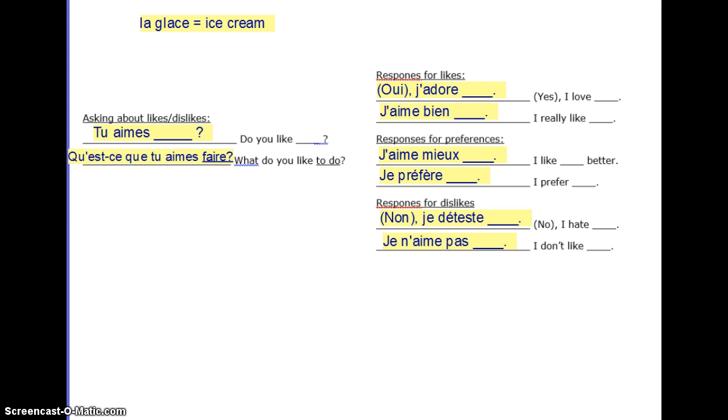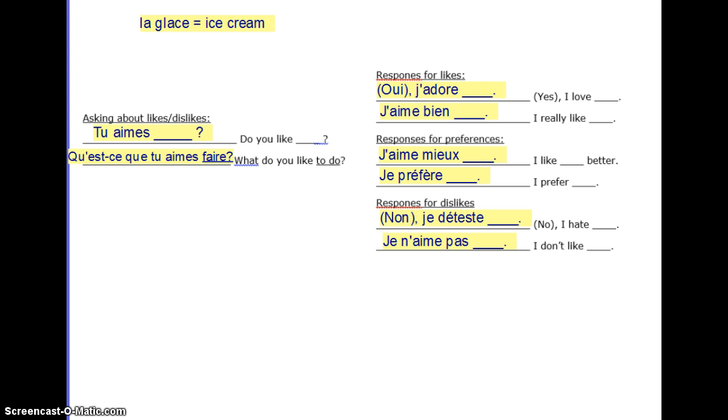Now, if you don't want to just ask a simple yes or no question, if you'd like to ask a more general what do you like question, the second question is for you. Again, the reason why faire is underlined is because you can substitute in other things. If you ask qu'est-ce que tu aimes faire, you're asking what do you like to do, but you could just as easily say qu'est-ce que tu aimes manger, what do you like to eat, qu'est-ce que tu aimes écouter, what do you like to listen to, qu'est-ce que tu aimes étudier, what do you like to study. Lots of different things can go in here.